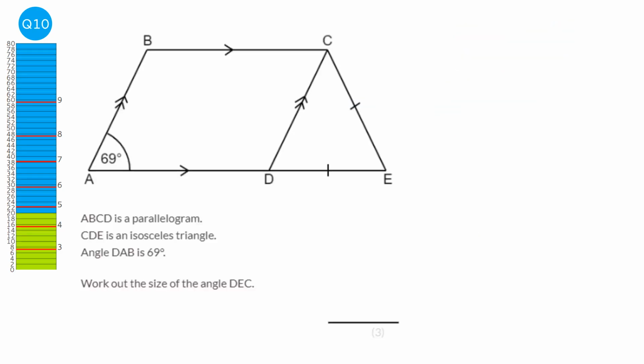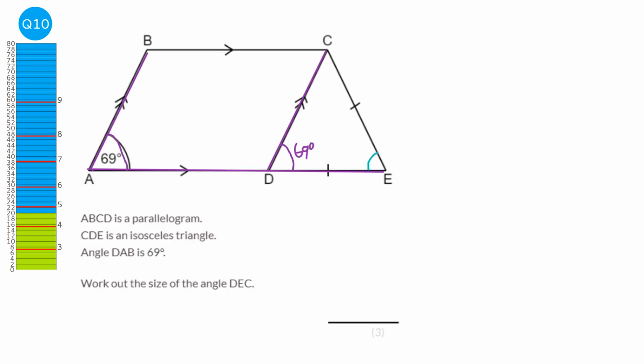So we're looking for angle DEC, which is this one here, but we can't go directly there. We've got to kind of work our way towards it. And the first thing I'm going to look at is these set of parallel lines here. And we've got a line going through these parallel lines, which is this line. And so therefore this angle here and this angle are going to be corresponding. So this is going to be 69 degrees.